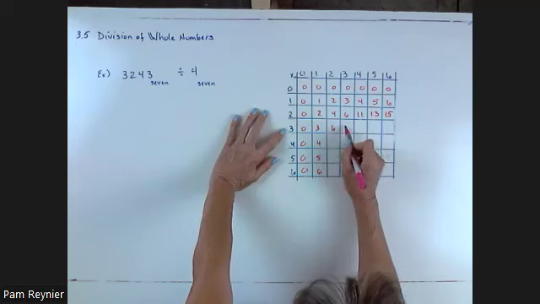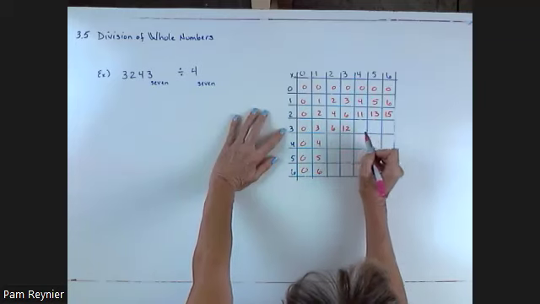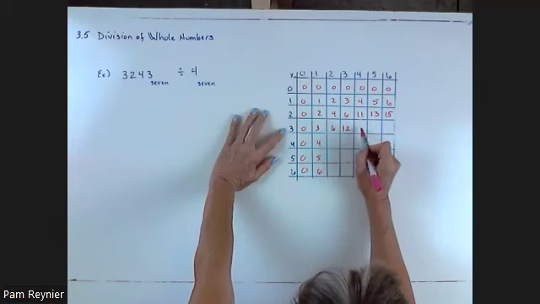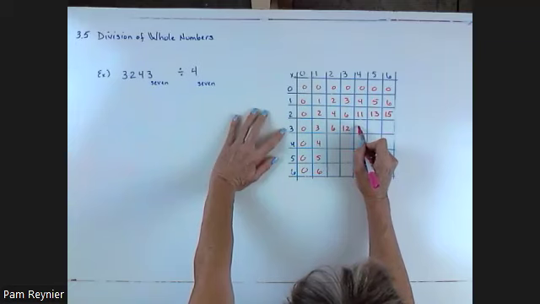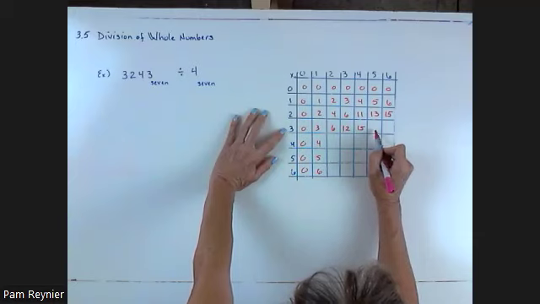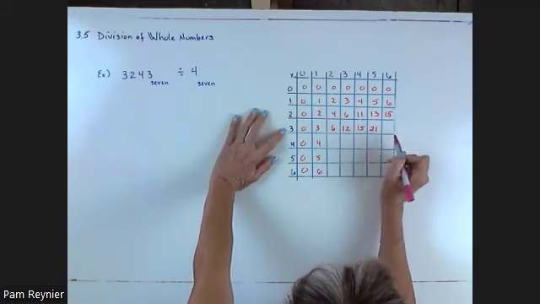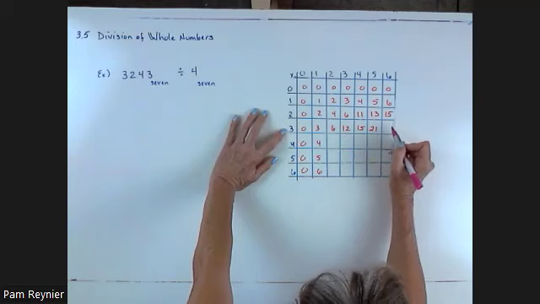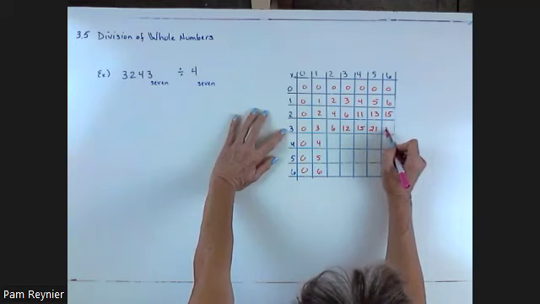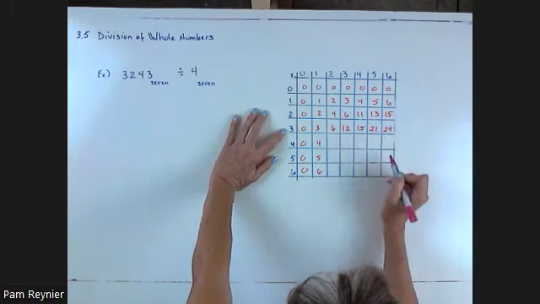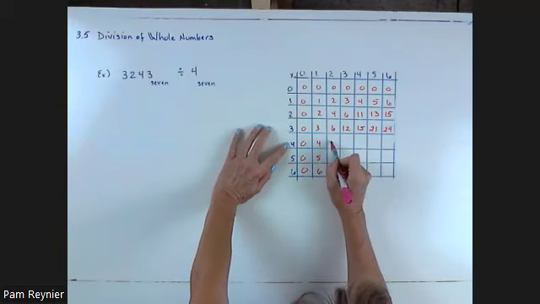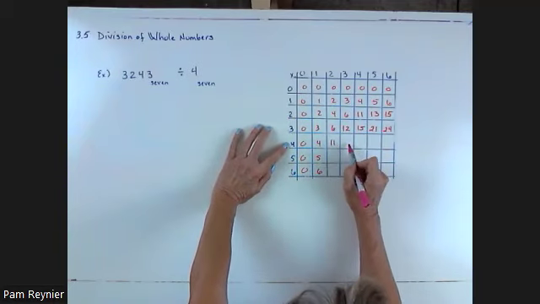3 times 2 is 6. 3 times 3 is 9. That's one group of 7 with 2. 3 times 4 is 12. 3 times 5 is 15. 2 sevens and 1. 3 times 6 is 18. So that's 2 sevens, 4. 4 times 2 is 8. 4 times 3 is 12.